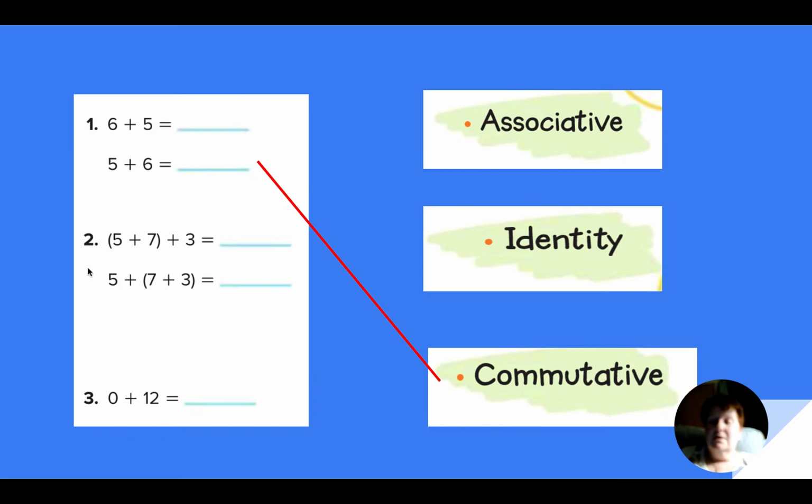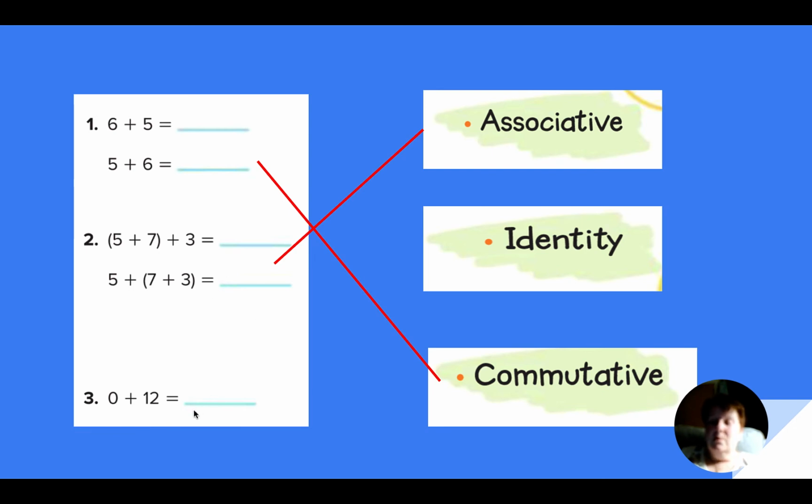Alright, how about number 2? What changes? Are the digits the same? Yes. Is the order of the digits the same? Yes. What's changed? Only the placement of the parentheses has changed. So which property talked about the placement of the parentheses? That would be the associative.